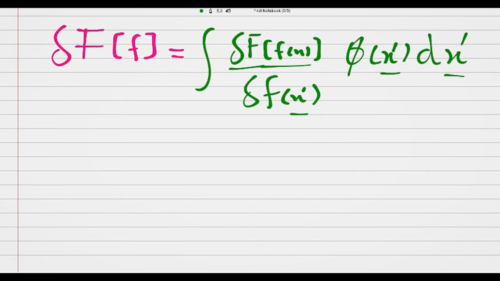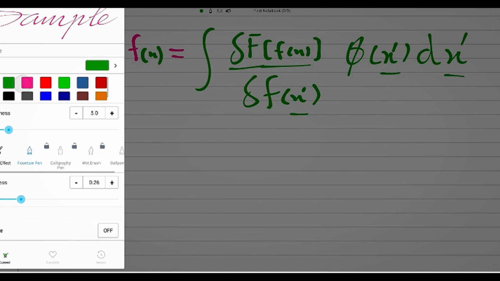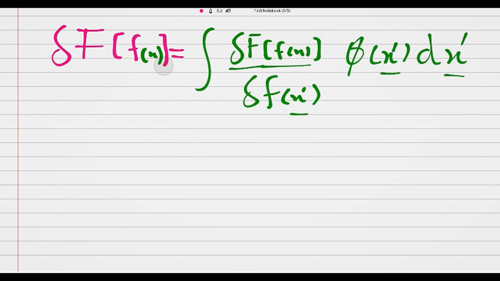Since the integration is over the prime variable, in the argument you have x, not x prime. If I write down the argument here, it will be x, because you can see the integration is done on x prime, so x prime will vanish. So you have the argument x left behind.